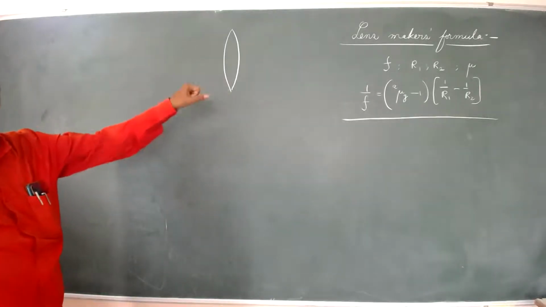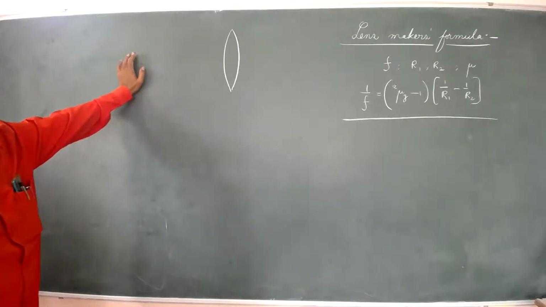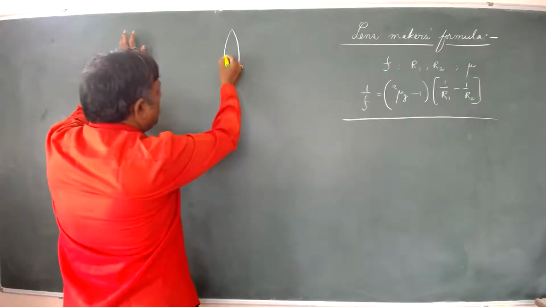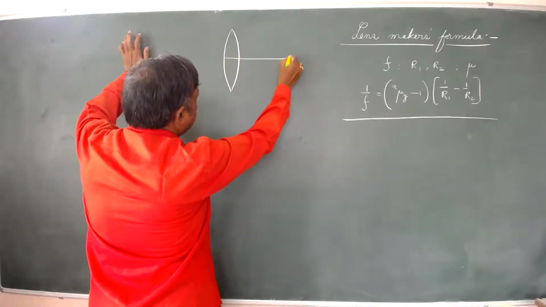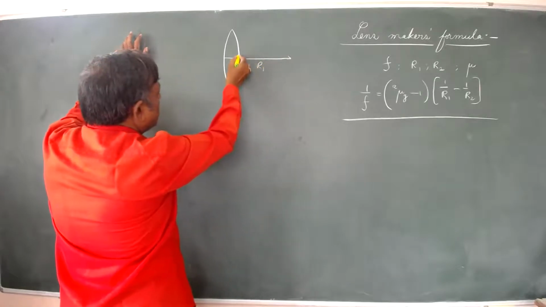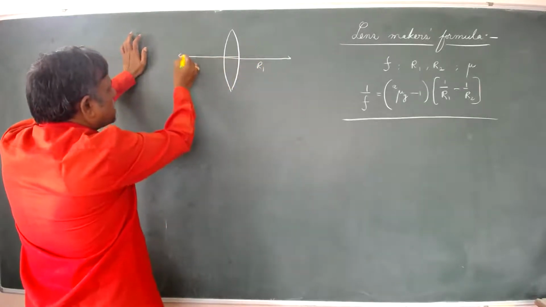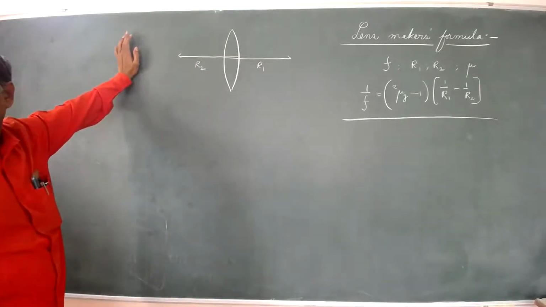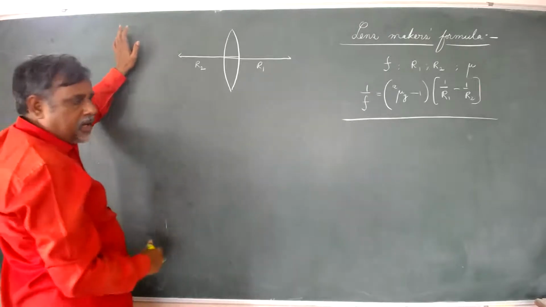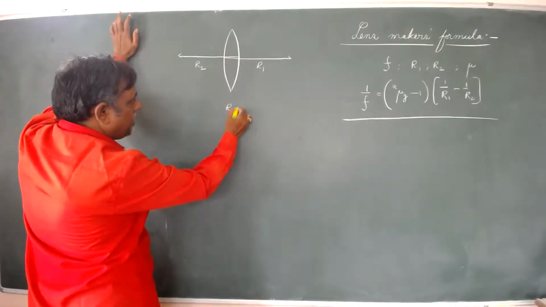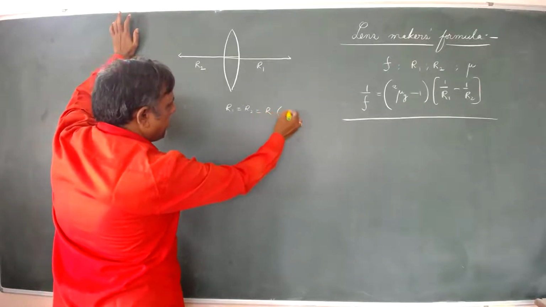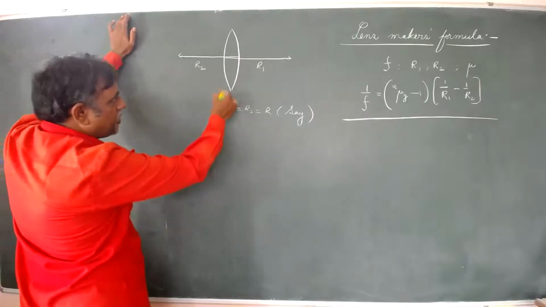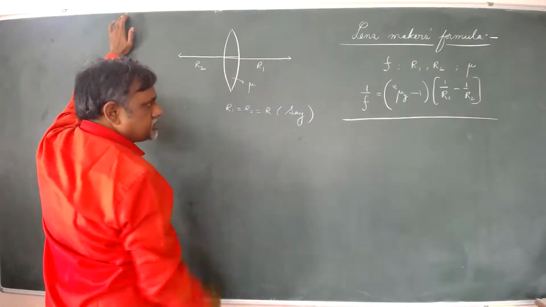Now, in this particular lens, I will be taking the two radii of curvature the same. The primary radius of curvature will be in this direction, so that is R1. The secondary radius of curvature will be in this direction, so that is R2. These two radii of curvature I will take as equal for convenience of discussion. So, R1 is equal to R2 is equal to R. The refractive index of this particular lens is mu.